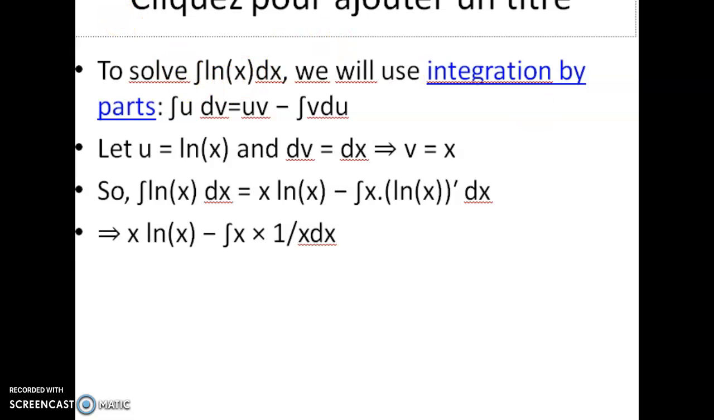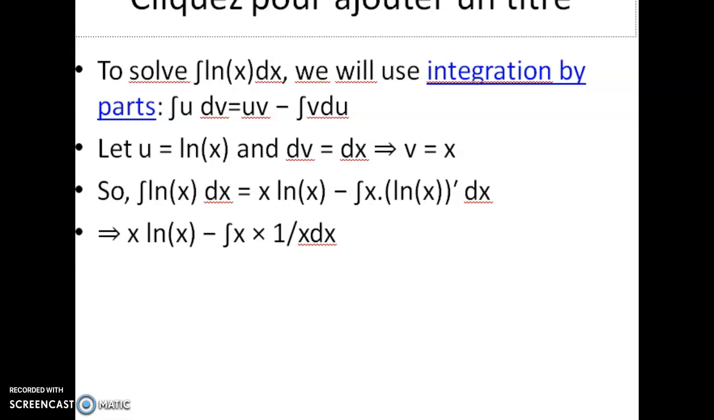We haven't yet discussed integration on this channel, but I thought for those who already know integration, I'll just give you a reminder of how to solve ln x. You use what we call integration by parts. For those who haven't studied integration, do not worry. It's not that difficult to solve integration by parts. Right. What is integration by parts?